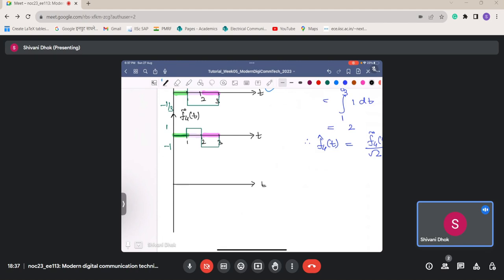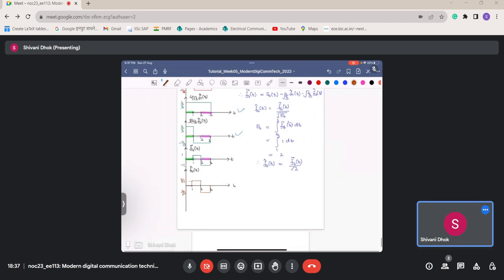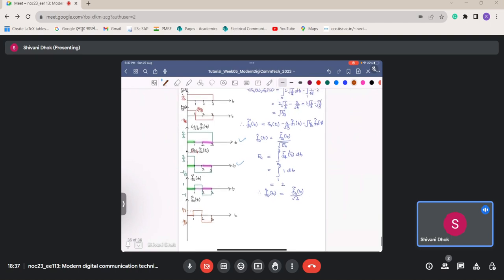So this is t, this is F4 hat of t, 1, 2, 3, and this is simply getting multiplied by 1 by root 2. So here it will be 0, here it will be 1 by root 2, and here it will be minus 1 by root 2. So this is 1 by root 2 and this is minus 1 by root 2. Okay, and this is the fourth basis that we are having.